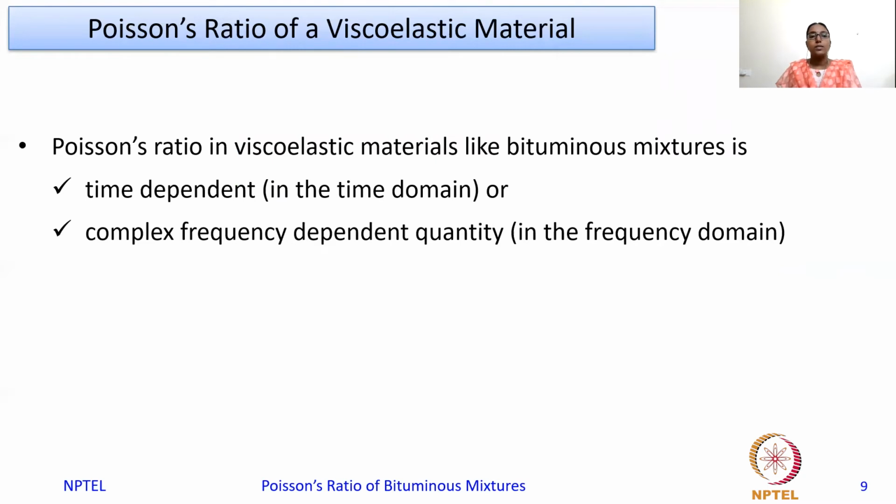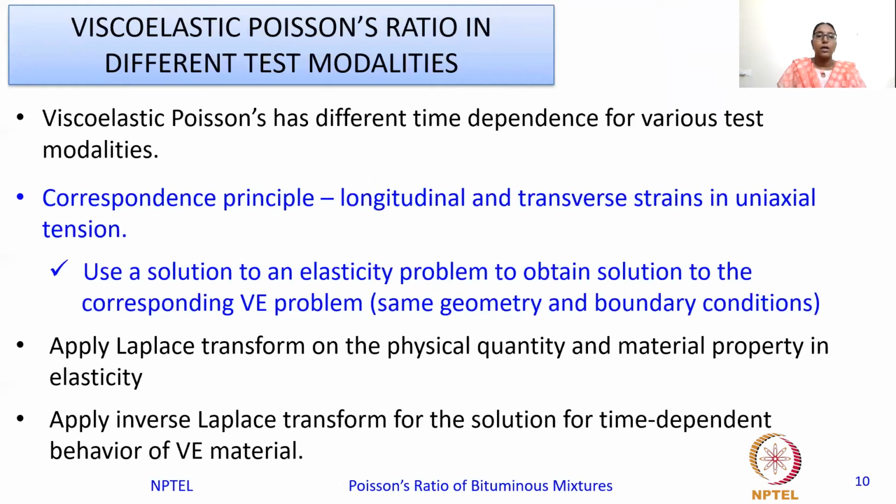Now, let's see what the Poisson's ratio is for a viscoelastic material. As we have already mentioned, for a viscoelastic material like bituminous mixture, the Poisson's ratio will be time dependent if you are testing in the time domain, or it will be a complex frequency dependent quantity if the testing is done in the frequency domain. Now, the viscoelastic Poisson's ratio has different time dependence for different test modalities. So this is what we are going to explore in this lecture.